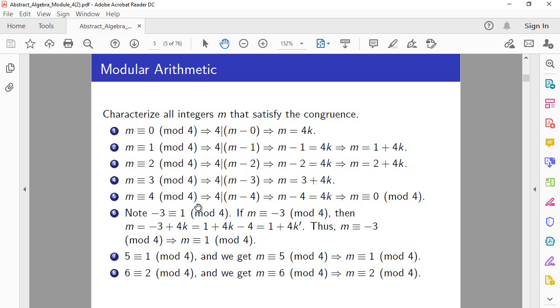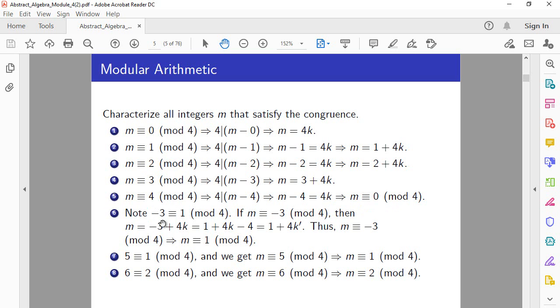If m is congruent to 4 mod 4, then we know that 4 divides m minus 4, or m minus 4 is a multiple of 4. But then if you solve for m in this equation, you're going to get m is equal to 4k plus 4, and then 4k plus 4 is just a multiple of 4. So we see that then m would be a multiple of 4. So m is congruent to 0 mod 4. So if m is congruent to 4 mod 4, then m is in fact congruent to 0 mod 4.